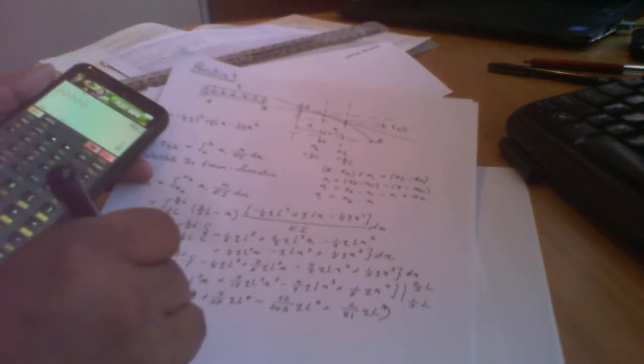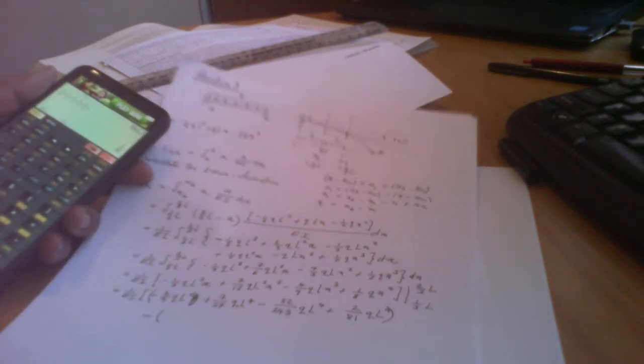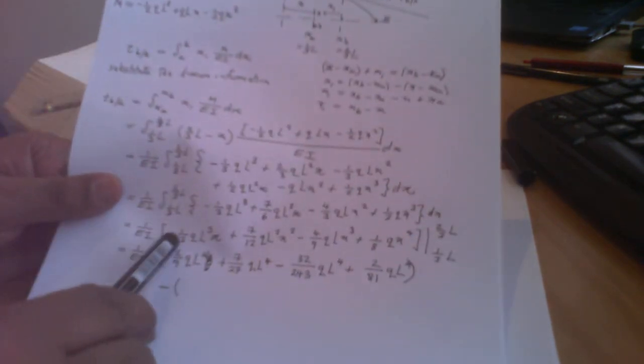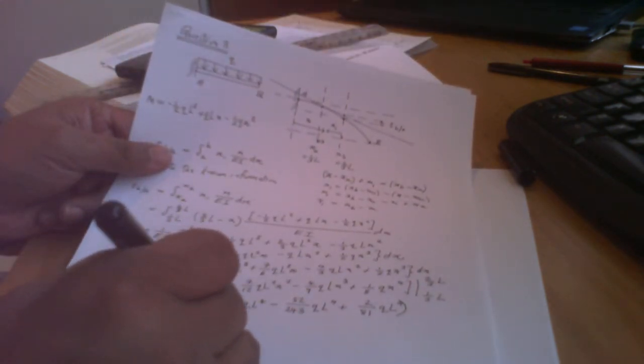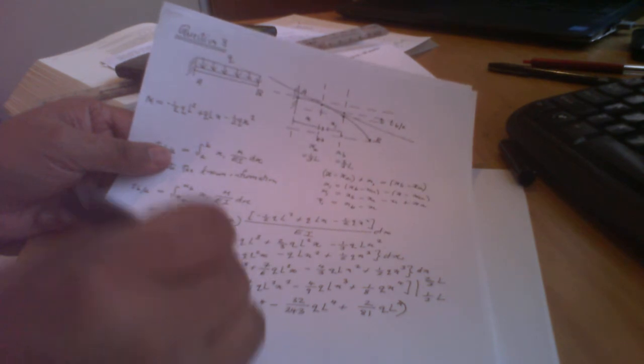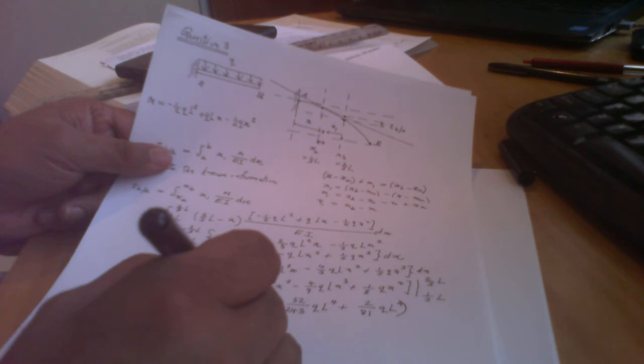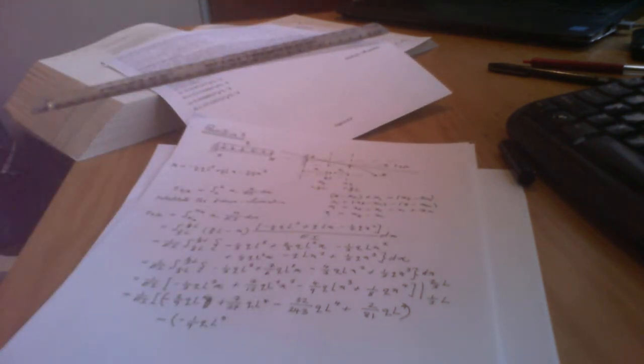Subtract. Okay, we've got minus 1/3 times minus 1/3, which would be minus 1/9 QL to the 4th power. And then we would have 7/12 times 1/3 times 1/3, which is 7/108.